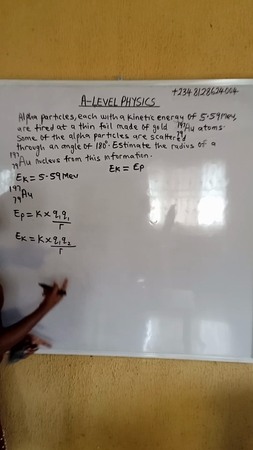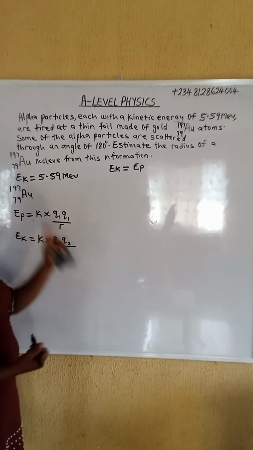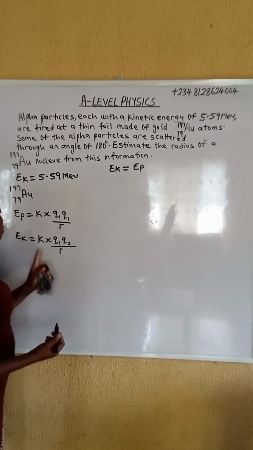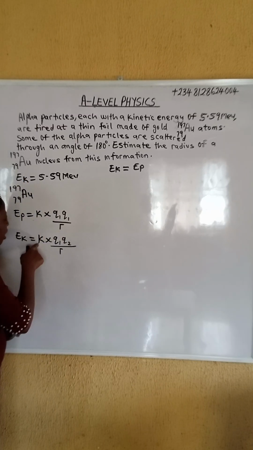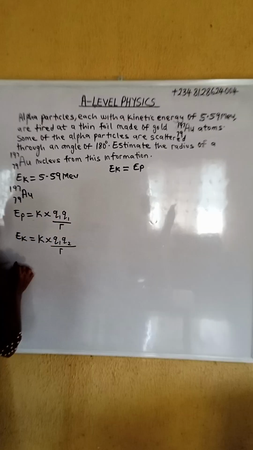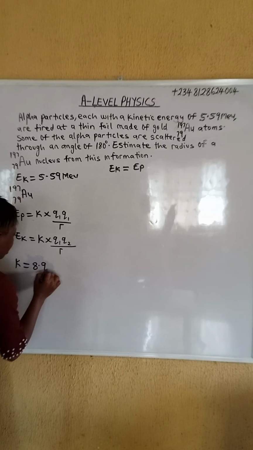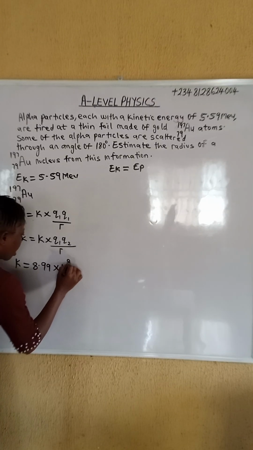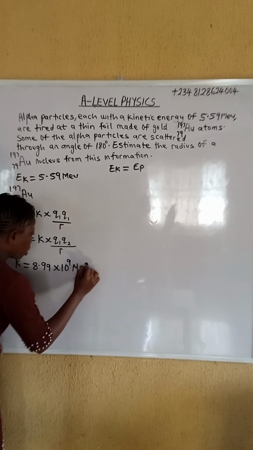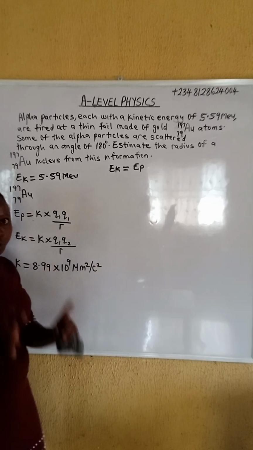Now what are we looking for? The radius of the gold nucleus. Then what is k? k is the Coulomb constant, a constant value equivalent to 8.99 times 10 to the power 9 newton meter squared per coulomb squared. This is a constant value that you have to know.